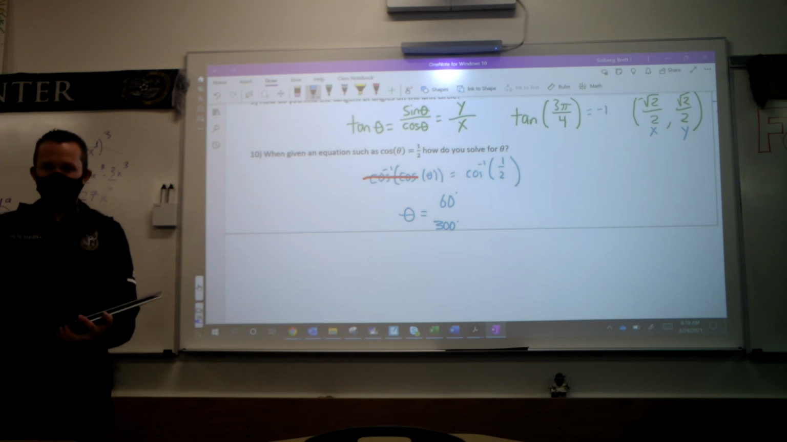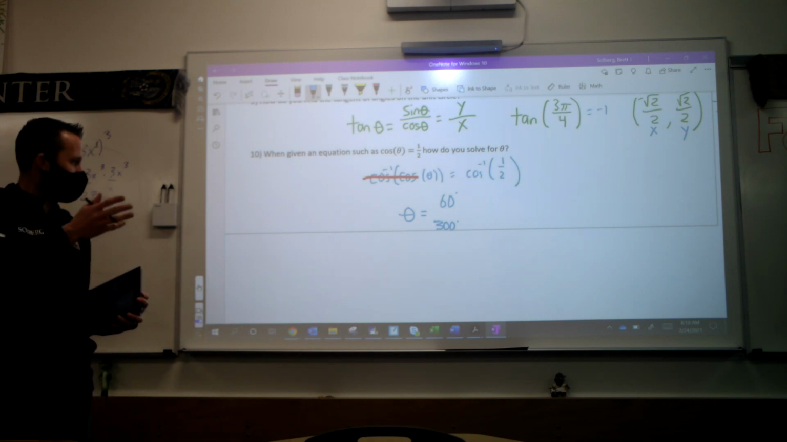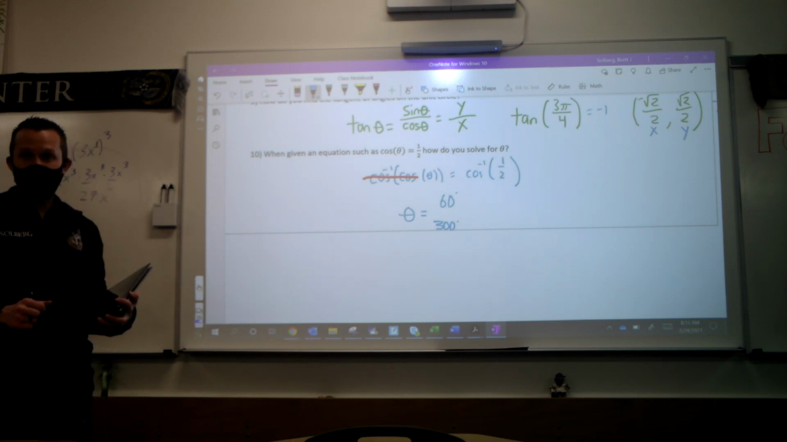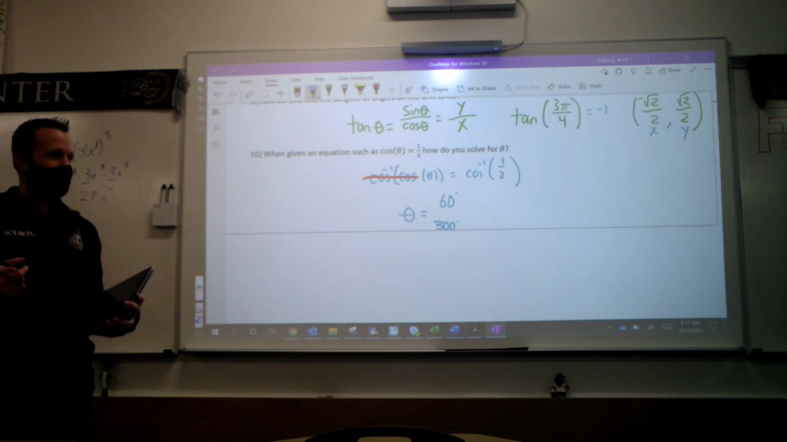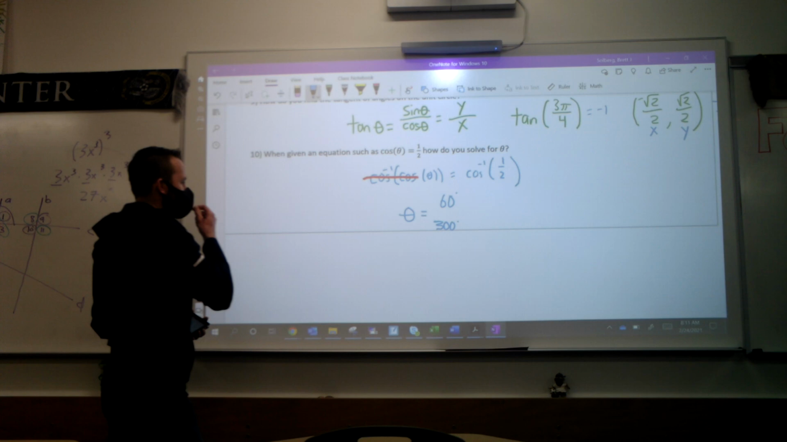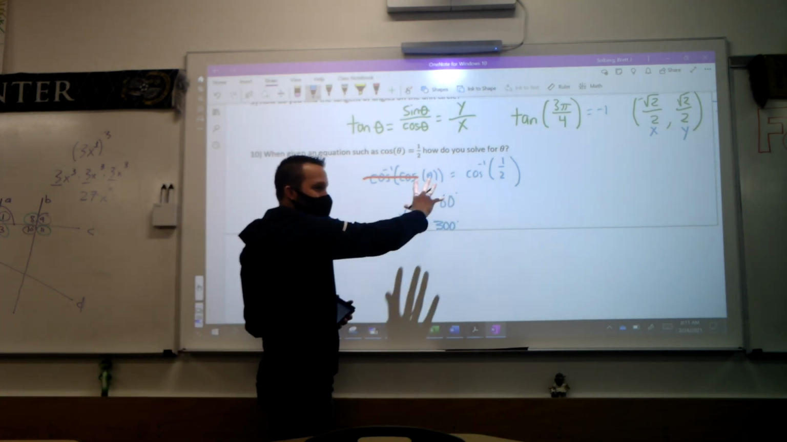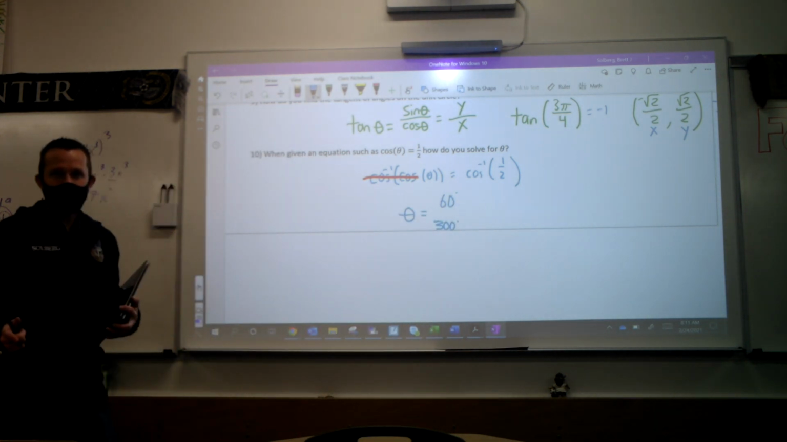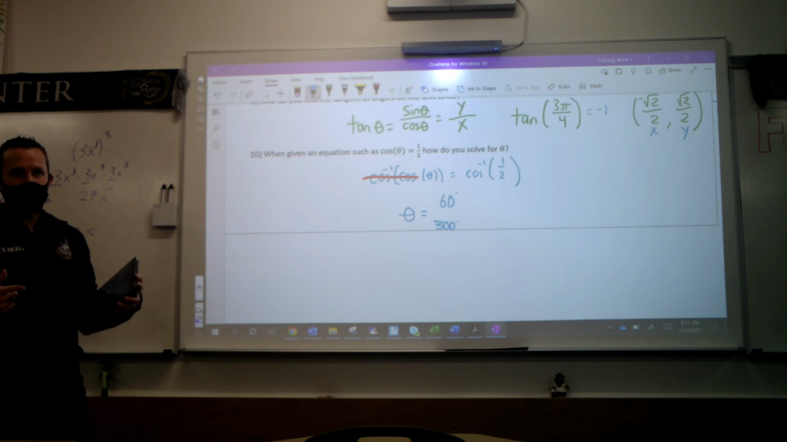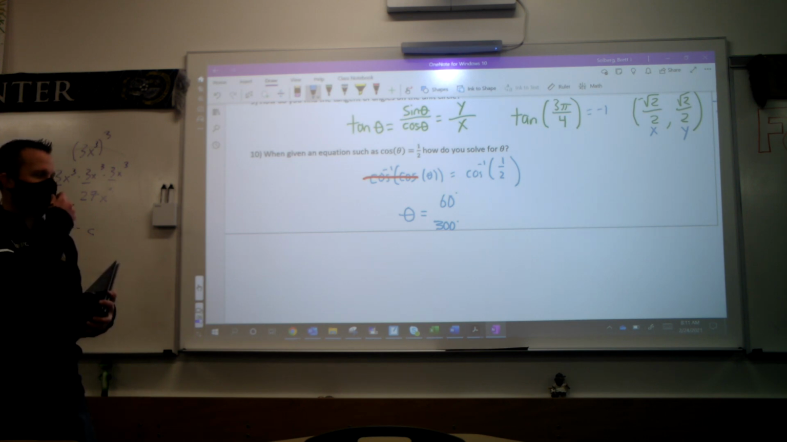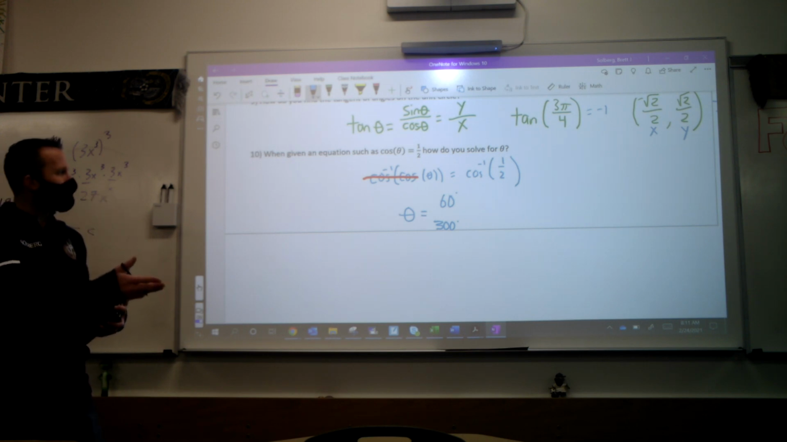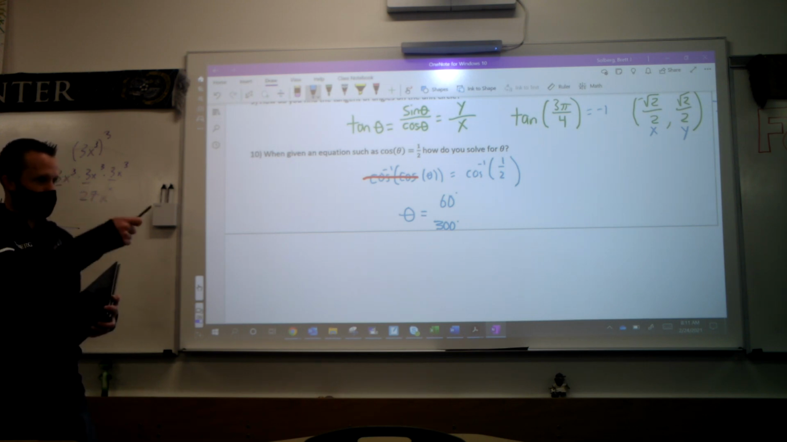Also, I should have put this as a question. What do you always check before you put anything in your calculator? Degrees and radians, right? Because if I put in something like this and it's in radians, then it's going to give me a weird answer. So you got to make sure you're in the right mode. And there might be times you want to be in radians and you might want to be in degrees. For the most part, we'll probably be in degrees. Question, Jordan?